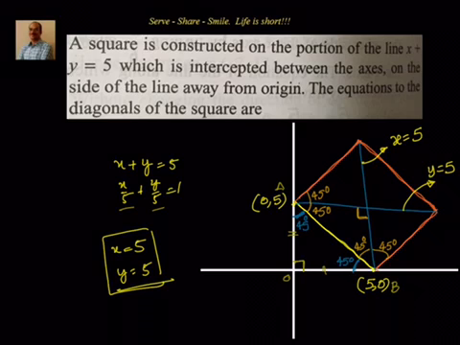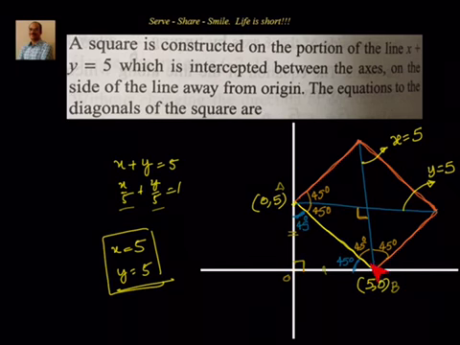Let's summarize that. We have been given a straight line x plus y equals 5, which cuts intercepts between the coordinate axes at (5, 0) and (0, 5). A square is constructed taking this side away from the origin. I could construct the square on this side also, but we want to construct it on the opposite side. Now we have to find the equations of the diagonals.